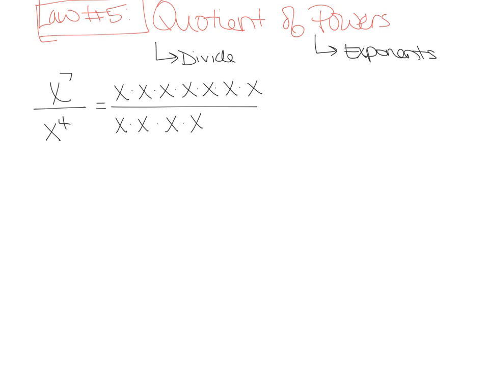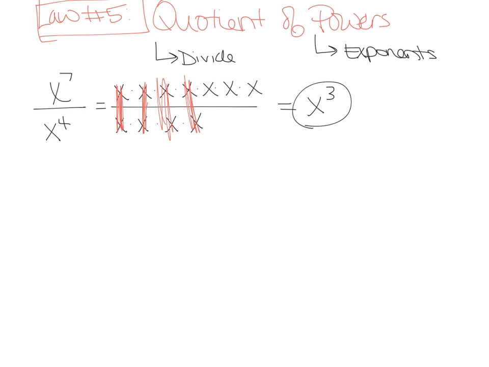And in a fraction, 1x on the top cancels out 1x on the bottom. So I can cancel out 1x on the top, 1x on the bottom, 1x on the top, 1x on the bottom, 1x on the top, 1x on the bottom, 1x on the top, 1x on the bottom. Notice I have 3 leftover x's on the top. They can't cancel out with anybody on the bottom. So my answer would be just x cubed.